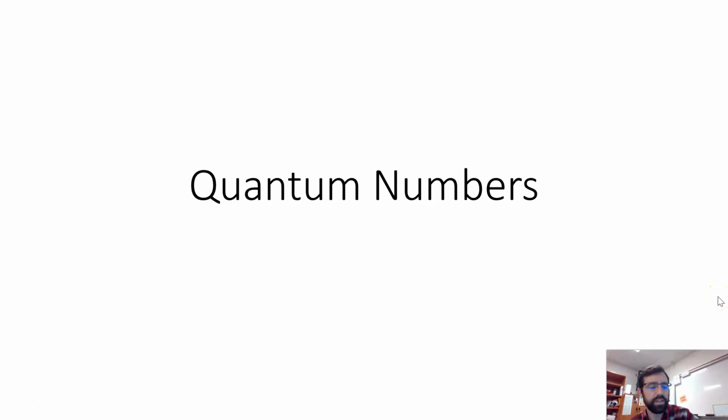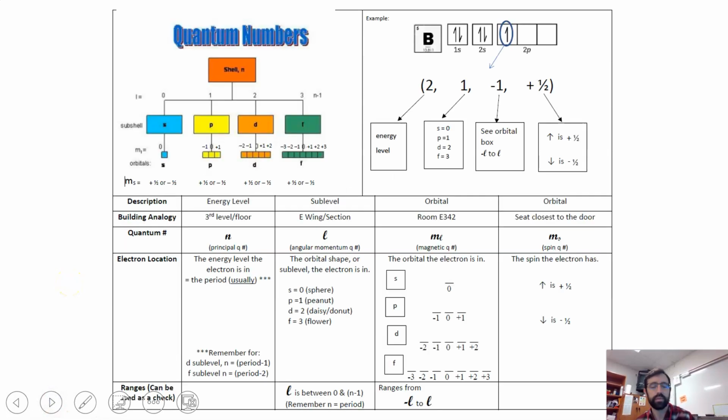Class is me, Mr. Morris, and we're going to do some notes on quantum numbers. Now, the quantum numbers are a set of numbers that tell us about the position of electrons in an atom. So really, this is kind of an expansion on electron configurations and orbital diagrams. This is basically the set of notes that you have, and I'm going to walk you through it, and then we're going to do some example problems.